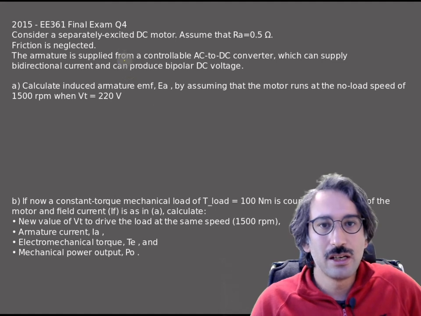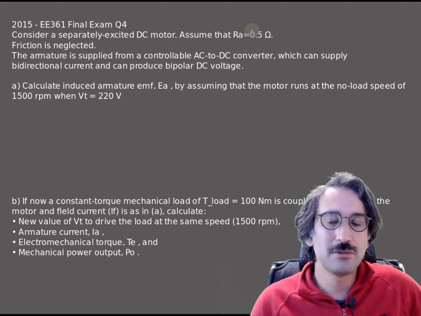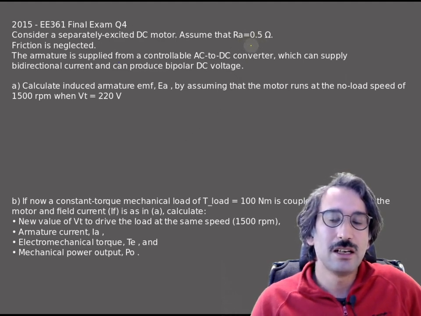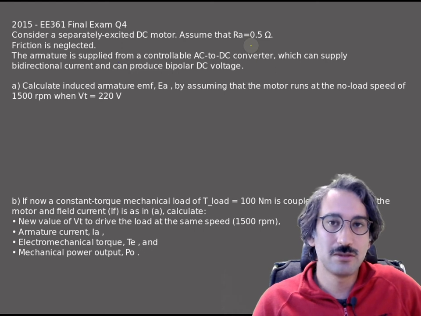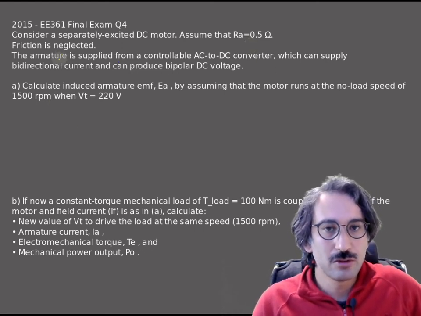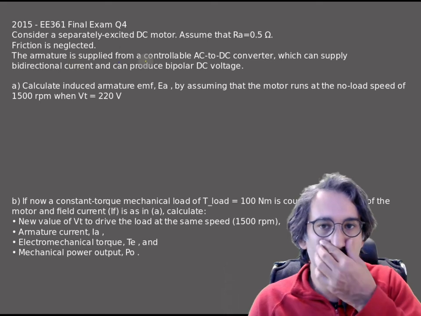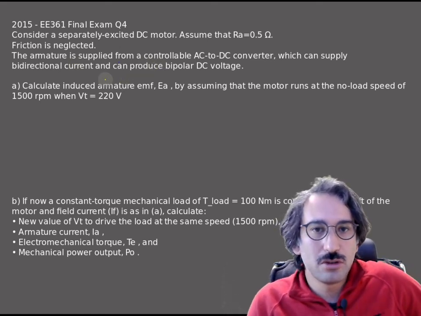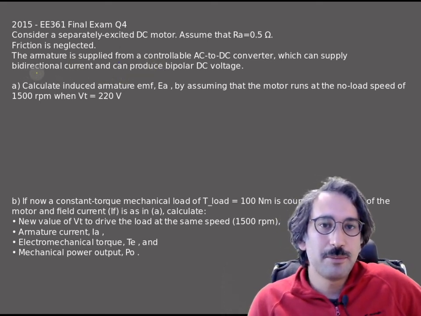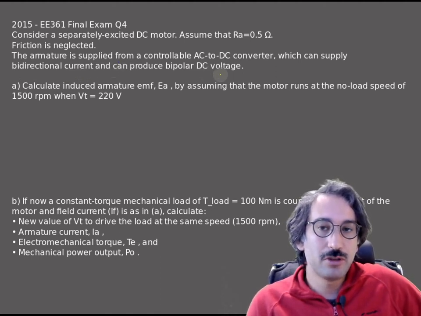Here we have a separately excited DC motor with an armature resistance of 0.5 ohms, and as we discussed, usually the armature resistances are quite small, so we want to keep the efficiency high. There is no friction, so we don't have to worry about that. The armature is supplied from a controllable voltage source. I mean, it can supply bidirectional current and produce bipolar DC voltage.